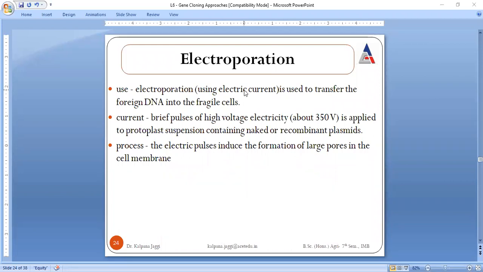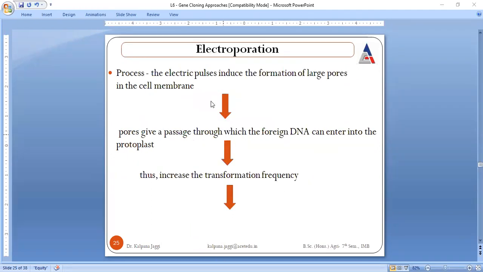High volt electric current. So how much high volt electricity can be supplied? 350 volt electricity can be applied to the protoplast suspension, and this will result in the formation of pores, and through the pores, again, there will be direct entry of our desired gene construct. So here, what is being done? Electric pulses are given to the cell.